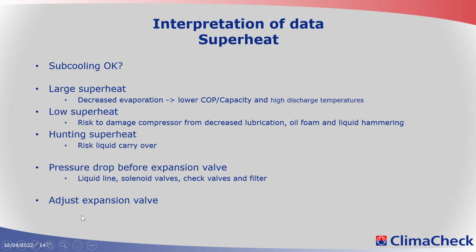So a good operating manual for a chiller or heat pump should specify what the minimum superheat should be and what the maximum superheat should be, as well as the minimum subcool and maximum subcool.